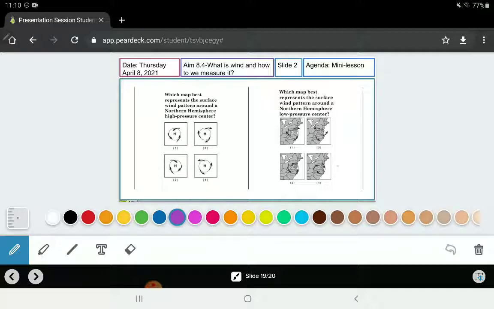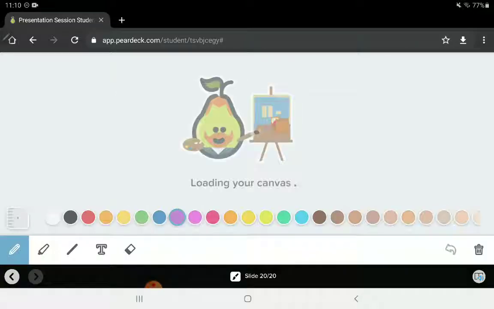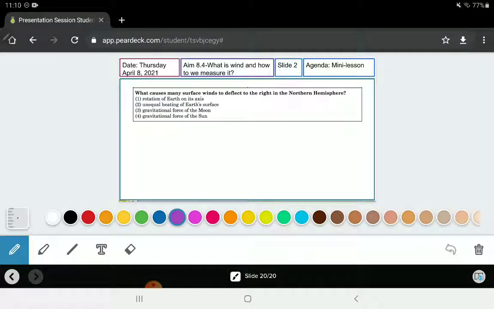This might be too small to see, so go ahead and skip this one. I'm sorry, that picture is too small. I didn't look at it until now. Then the last one, what causes many surface winds to deflect to the right in the northern hemisphere?